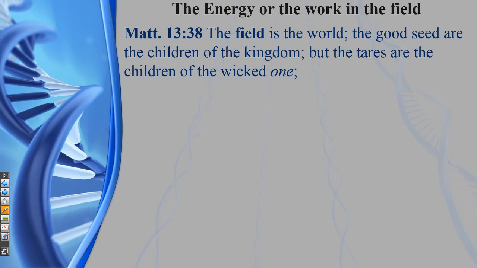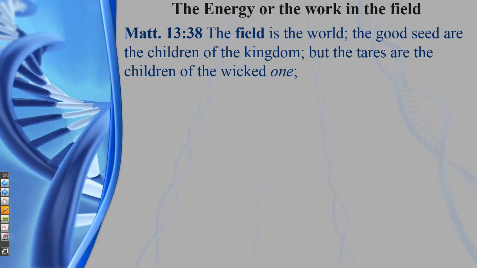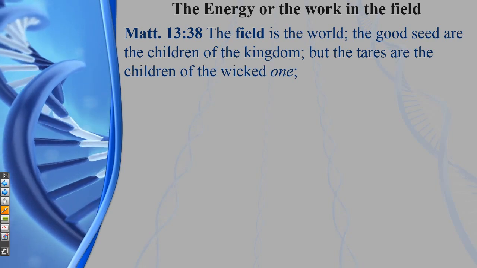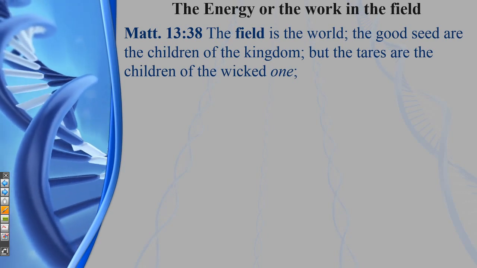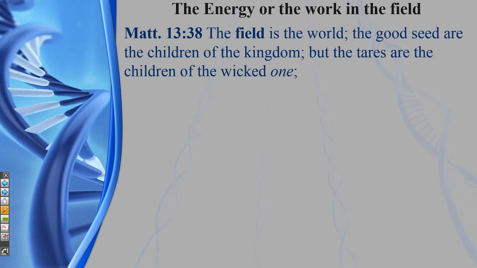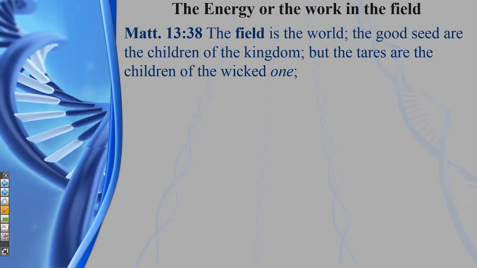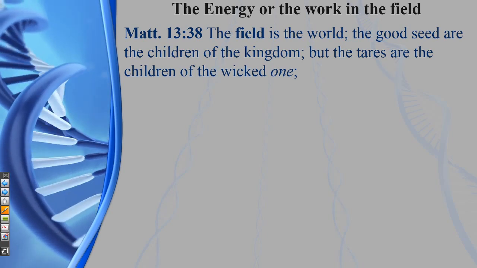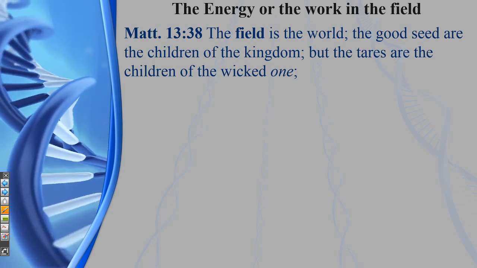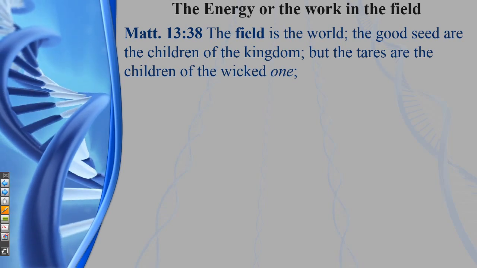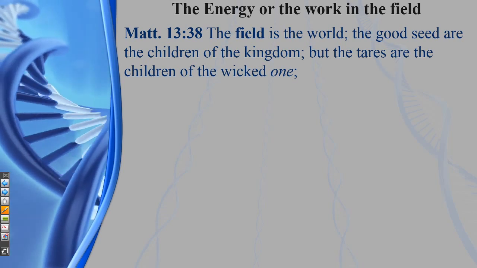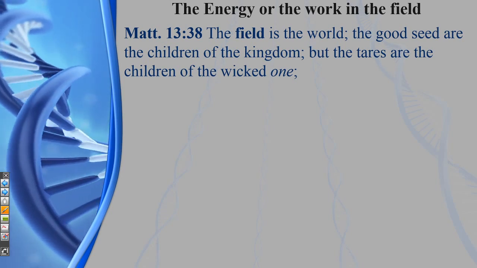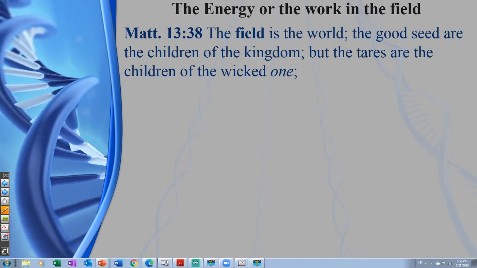All right, so the energy or the work in the field. Matthew 13:38 says the field is the world. Remember I told you about the cytoplasm. It's the same principle inside of a cell. The good seed are the children of the kingdom. So if you're that good seed, you should have, within the seed, the right DNA. You should have everything you need to produce good fruit, right? But the tares are the children of the wicked one. Right? So I know none of us, so we good.